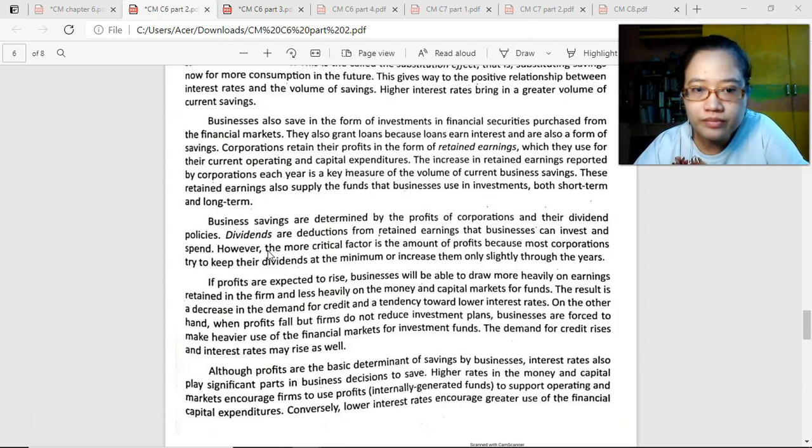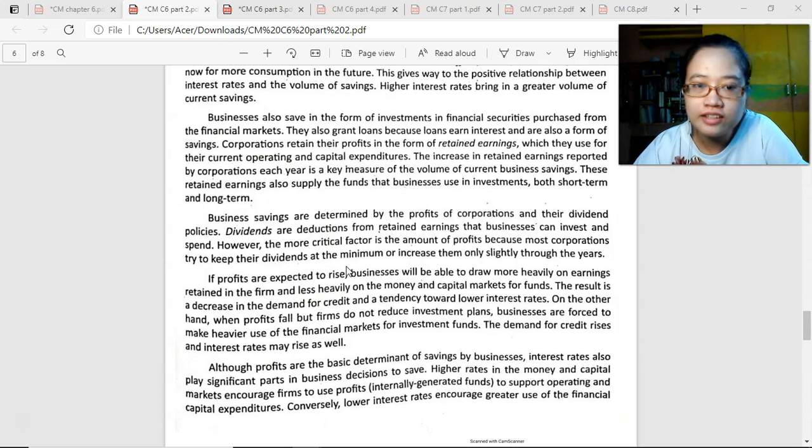Okay? However, the more critical factor is the amount of profits because most corporations try to keep their dividends at the minimum or increase them only slightly through the years. Okay? Normally, maliit lang naman talaga yung dividends kasi justify nila na hindi nila nilalakihan kasi yung retained earnings ay gagamitin for expansion, to improve the operations, or mag-expand or mag-invest in PPE, right?